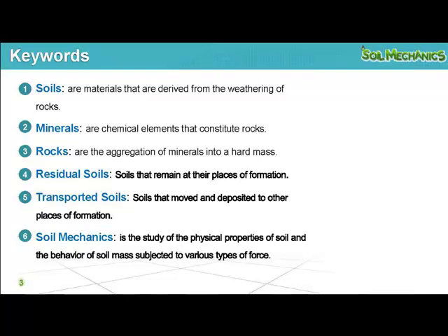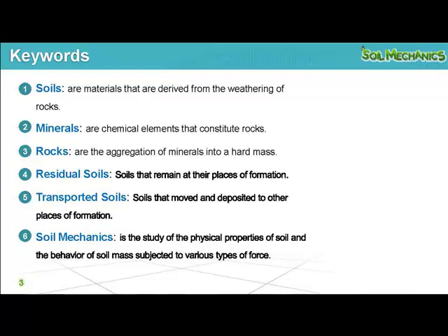Transported soil is soil that moves and is deposited to another place from its place of formation. So when the rock is weathering and becomes soil, and that soil is moved or transported from the original place to another place, we call it transported soil, like moved by air, river, stream, and other water flow.